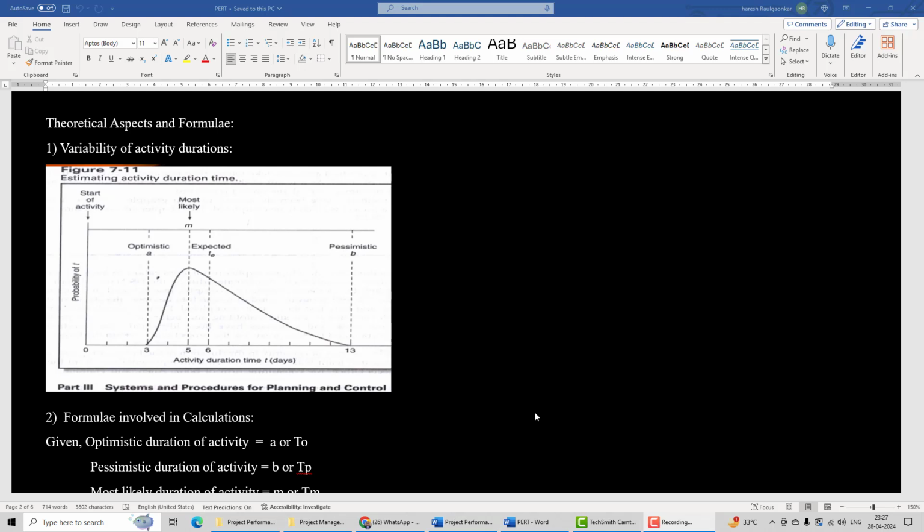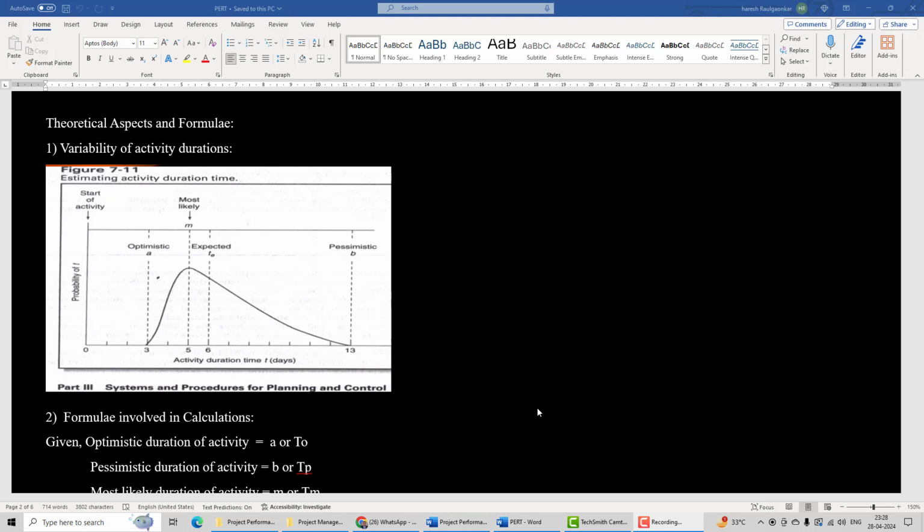Every activity in a project may have variability. Sometimes the activity can finish in very less duration, so we call it optimistic. Sometimes there will be many problems involved and the whole activity can get delayed. That is what we call pessimistic time, and most of the time it is going to be between these two extremes, and we call it the most likely duration of the project.